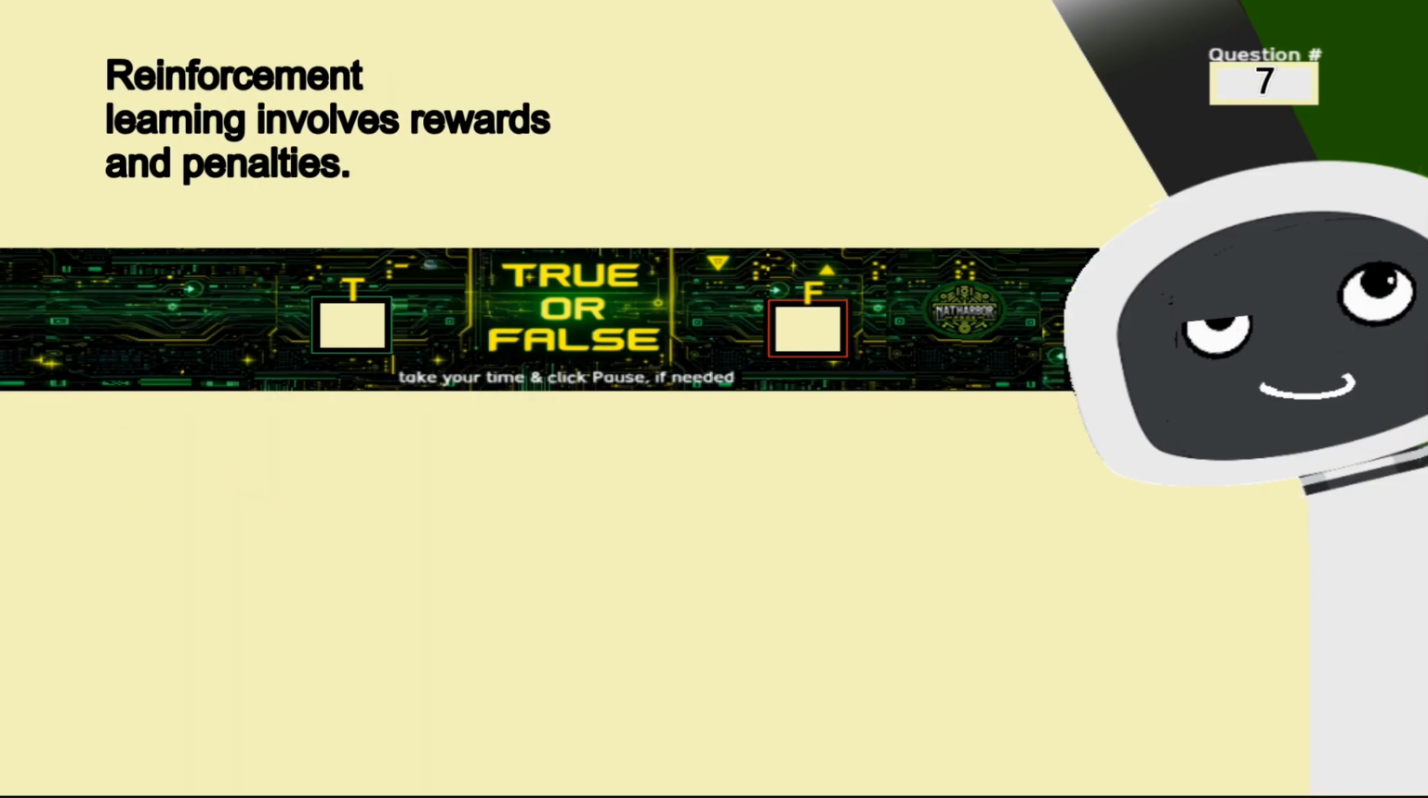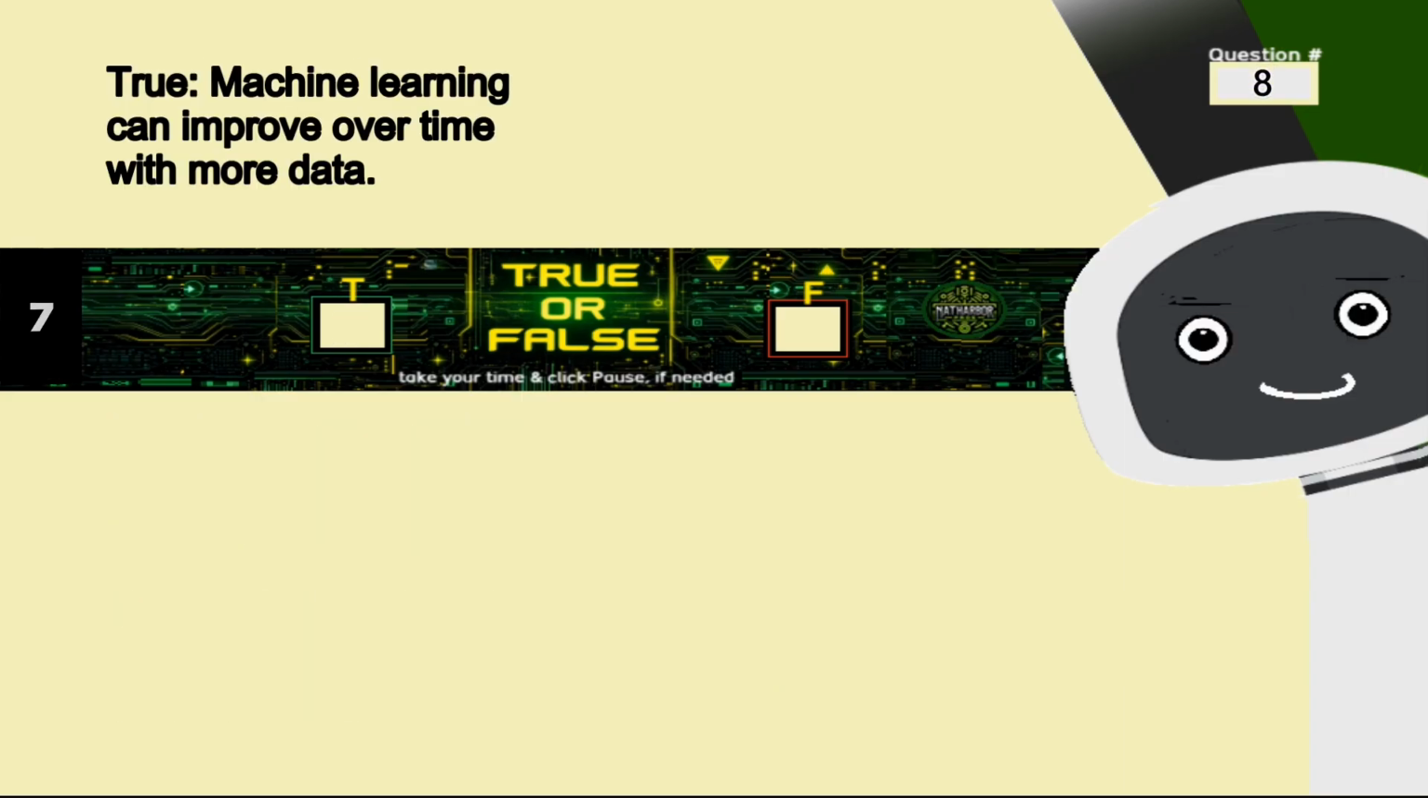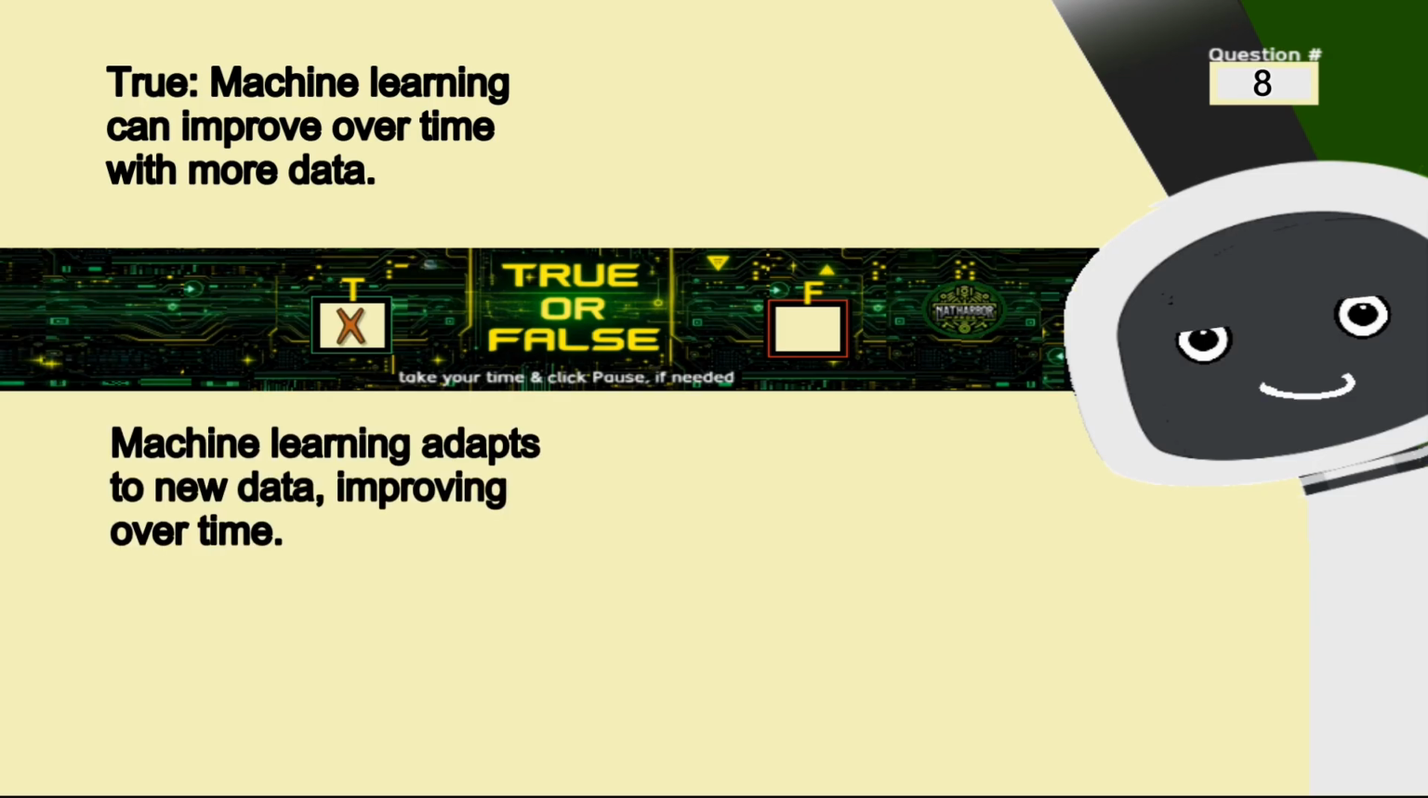True or false? Reinforcement learning involves rewards and penalties. That is true. Reinforcement learning uses rewards to improve decision making. Research learning via rewards and punishment, for example, Q-learning and policy gradients. True or false? Machine learning can improve over time with more data. Yes, of course, that's true. Machine learning adapts to new data, improving over time.